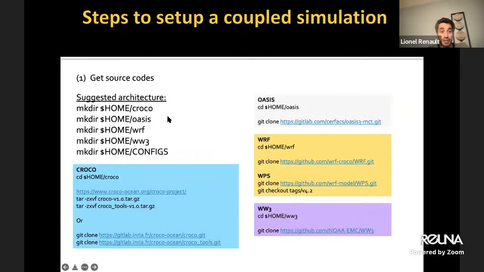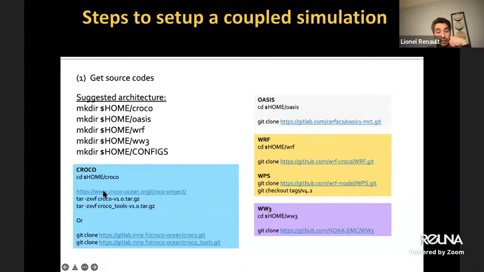So I have an example here. This is a suggested architecture, but of course you can do it differently if you want. Basically you want to have the CROCO model, OASIS, WRF, and WaveWatch. And here you can put all your configuration, for example, a Benguela configuration or a Chilean configuration.